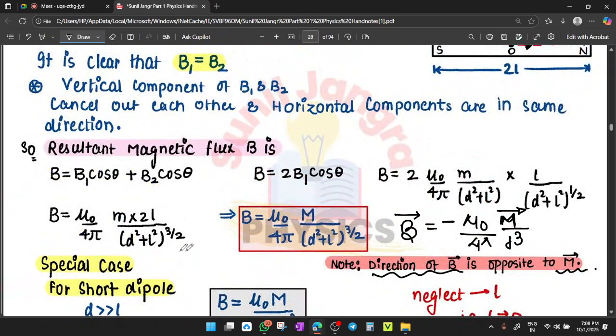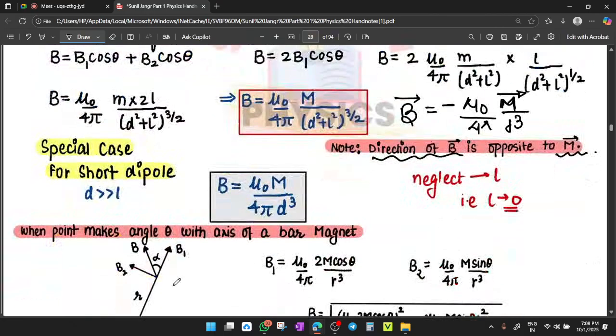And the same thing will be happening here. If you're talking about this derivation, that is how this came out. So let's see, here it is d square plus l square whole to the power 3 by 2. Talking for a very short magnet, again d square plus l square: if l is very small, then d square plus l square can be written as d square. So eliminate here d square.